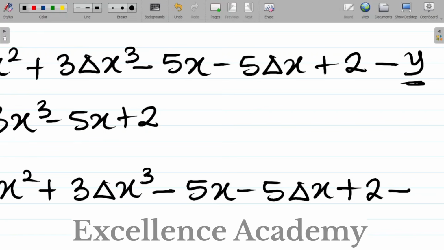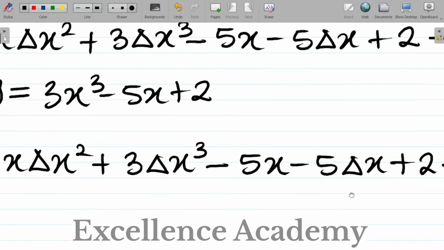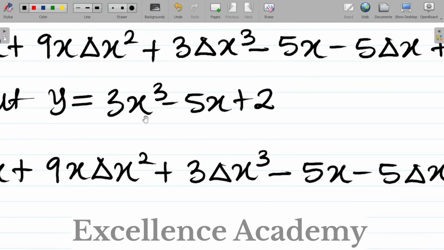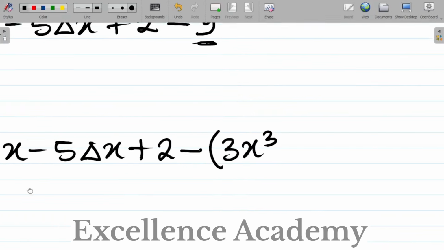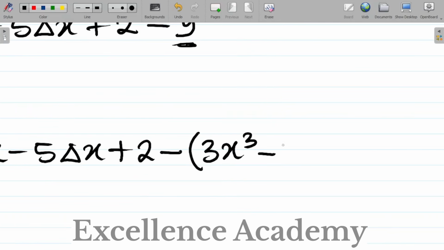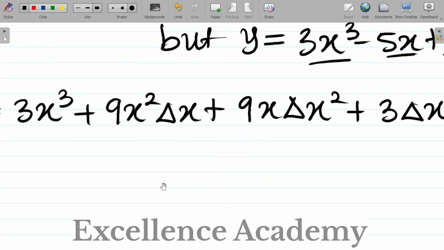All right, minus y. What's the value of y? You put the value of y in the brackets. Please take note, because the value of y is a complex term. There are about one, two, and three different terms that make up y. So please put it in brackets. So minus, that's 3x cubed minus 5x plus 2. Please put it in brackets.